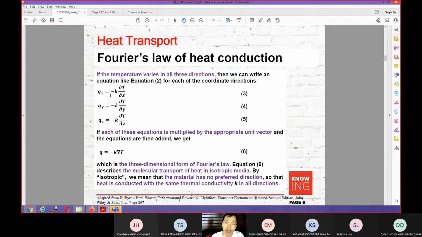You can then extend this, instead of just y, to the 3 directions: heat conduction in the x direction, and heat conduction in the z direction as well. Then we can also express equations 3, 4, and 5 as equation 6. In deriving this equation 6, we assume that the heat transport is isotropic. So the material has no preferred direction, so that the heat is conducted with the same thermal conductivity in all directions.